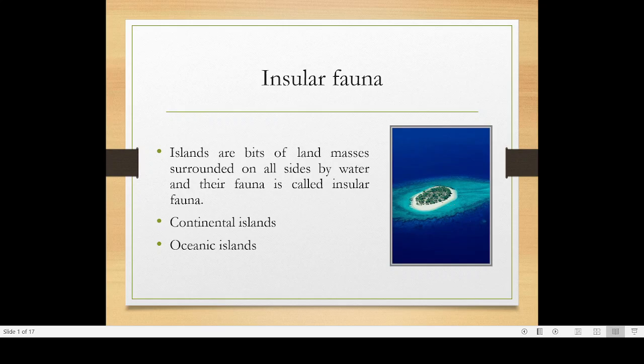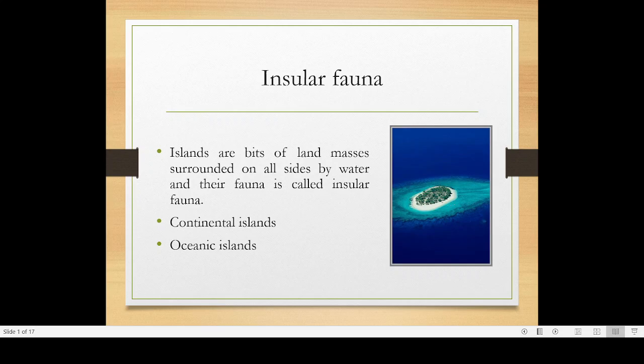So, we have been discussing the distribution of animals, and we have studied the means of distribution, and we have also studied the factors affecting distribution. And today, we are going to study insular fauna. Insular means islands. So, insular fauna means fauna of the islands, or animals living on an island.